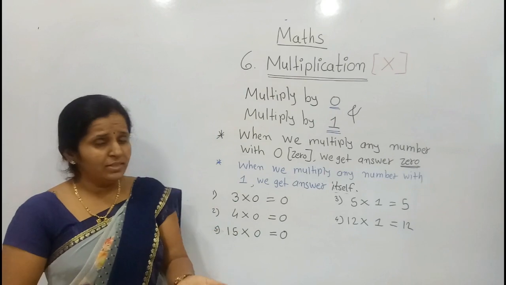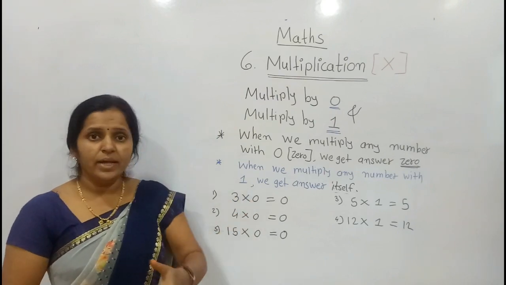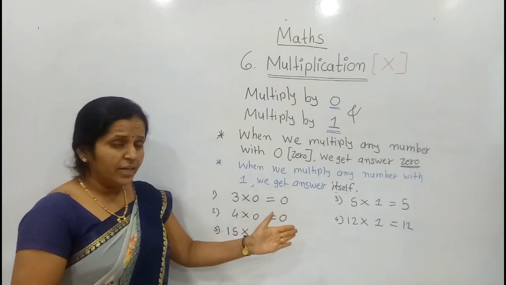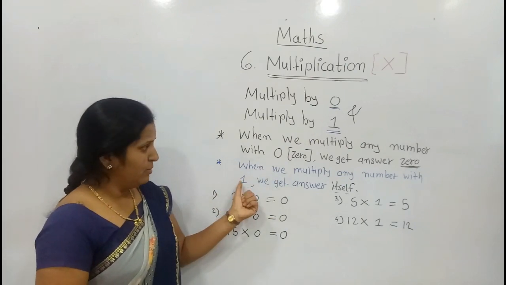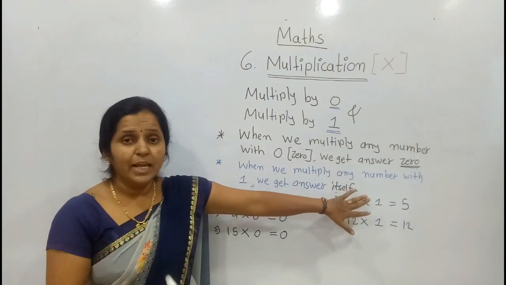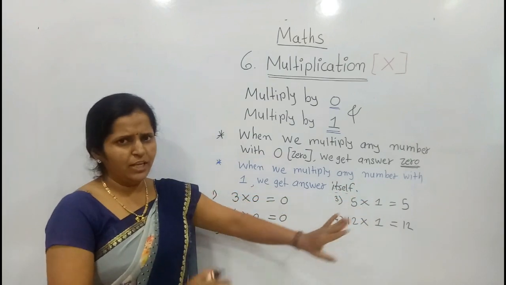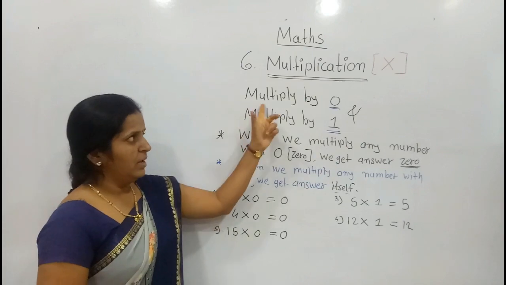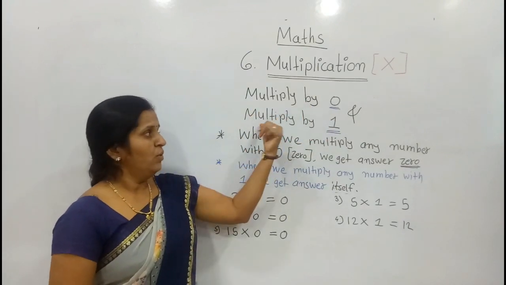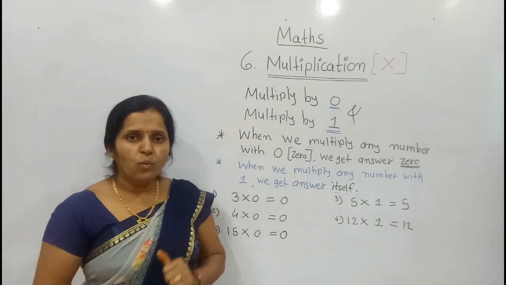12 into 1, 12 ones are 12. 10 into 1, 10 ones are 10. 13 into 1, 13 ones are 13. Means when we multiply any number with 1, we get the answer itself. Itself means that same number. There is no change in that. Okay. These are the properties of multiplication: multiply by 0 and multiply by 1.